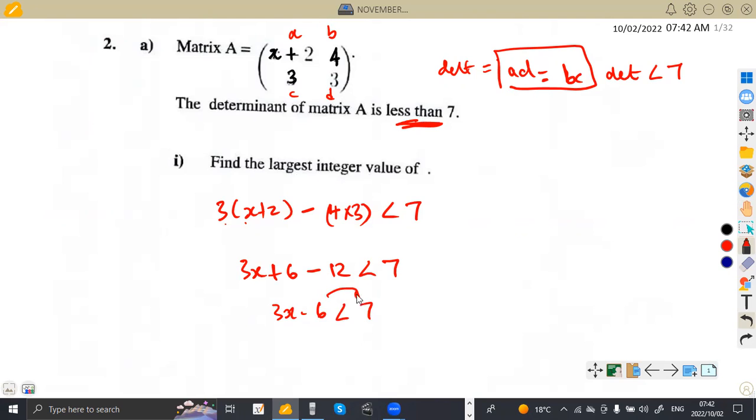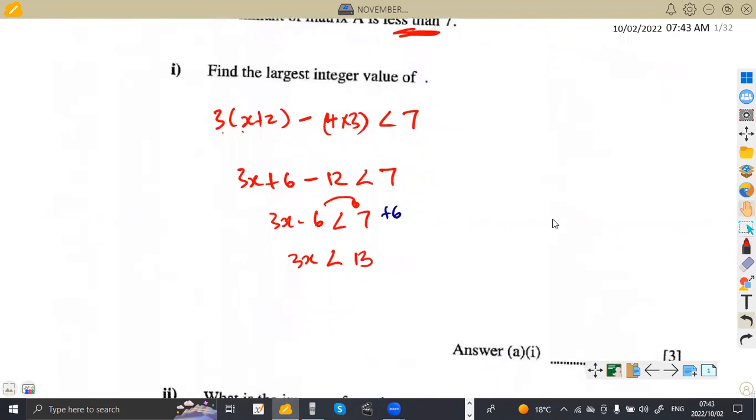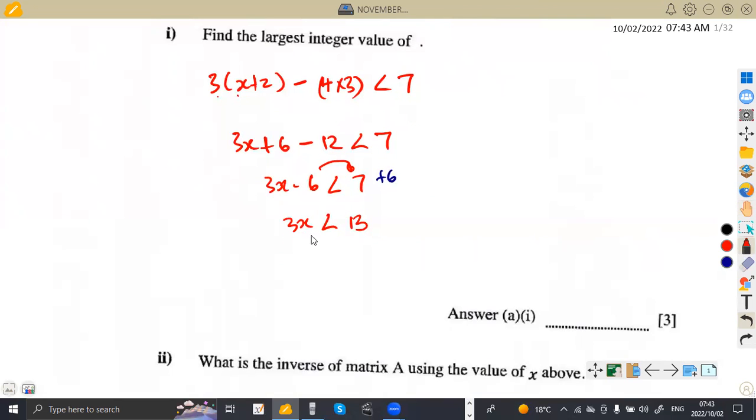So you can transpose negative 6 to this side, and it is going to be a positive. So 3x is less than 6 plus 7, which is 13. So you're going to obtain 13. From this part, we are going to divide by 3, which means our x is less than 13 divided by 3, that is 12 divided by 3 is 4, so it's going to be 4 and a third.